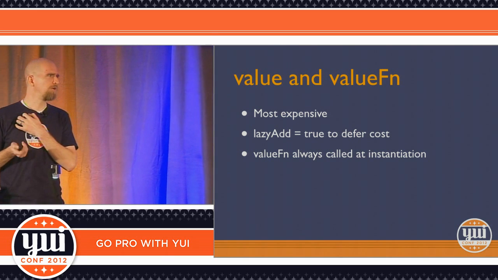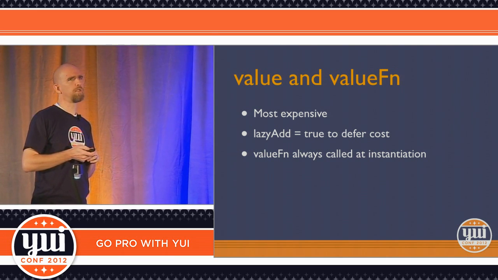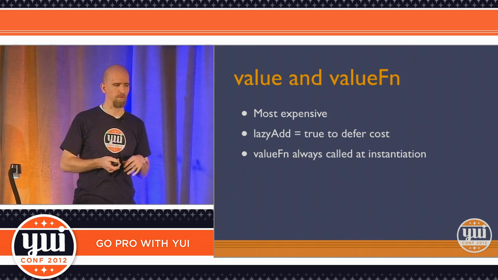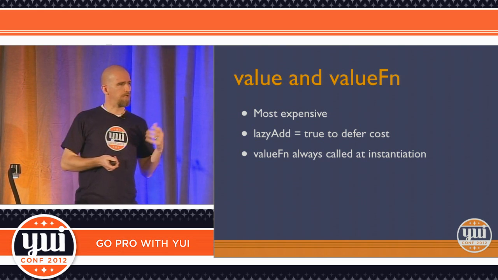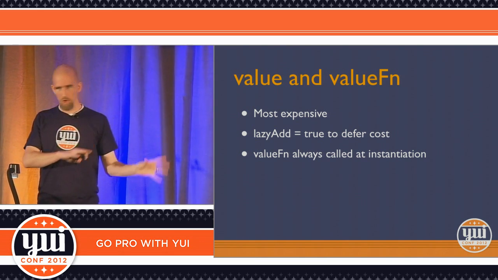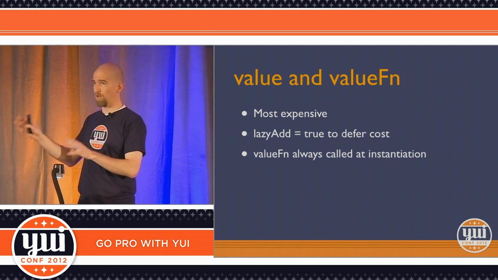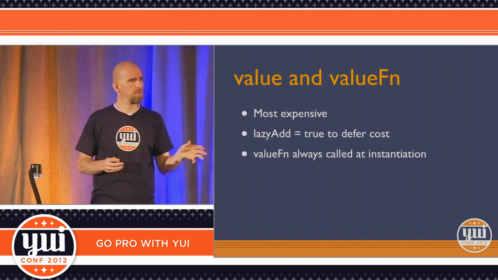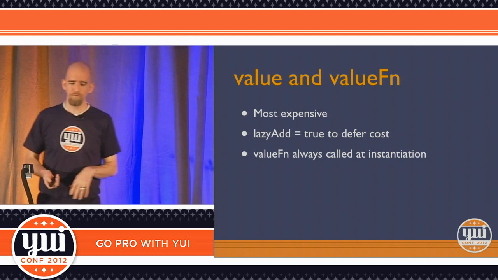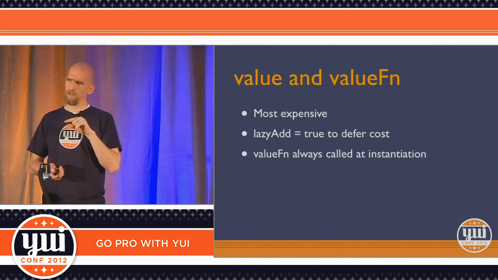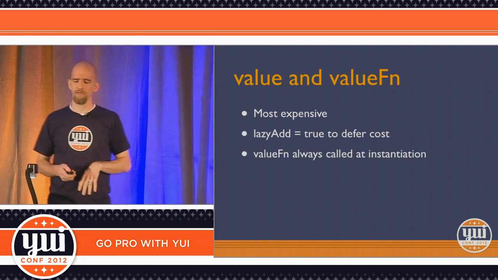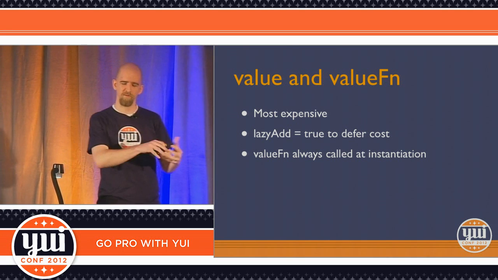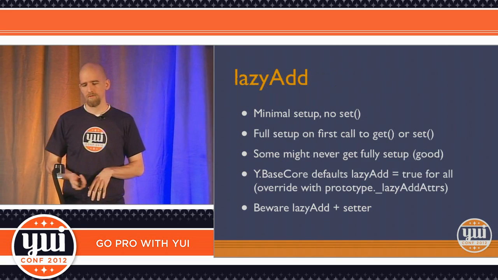And currently, even if the attribute is lazily added, which we'll talk about lazy add more next, the value function is always executed at instantiation. So the cost of running that function is going to be there regardless. But Satyan's actually looking at a way to defer the value function execution until later. But there's some higher level questions about whether or not that's appropriate to do, because the state may have changed at that point. So we'll see.